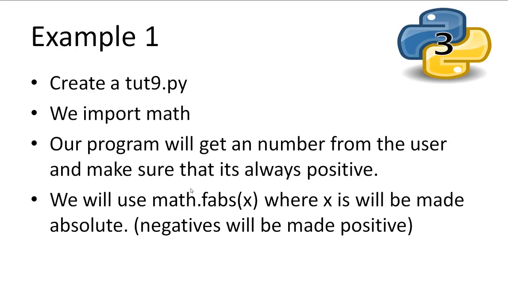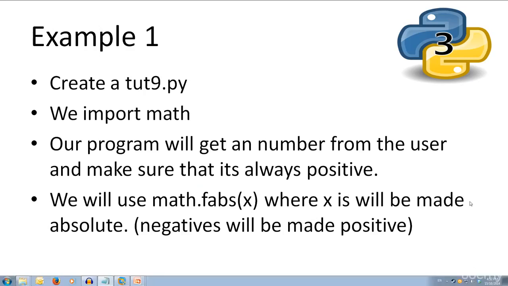So let's create our toot9.py and start coding. Our program is going to use the function fabs from the math library. This function will turn negatives to positives by dropping the negative sign. Okay, so let's get into coding.